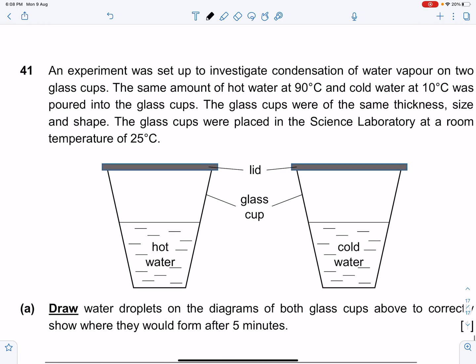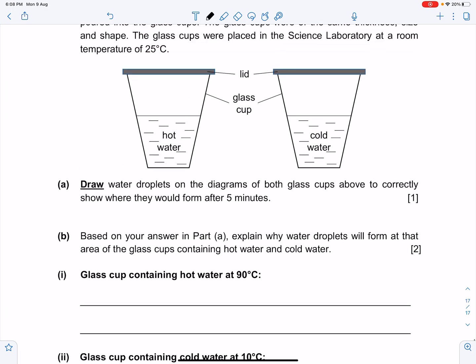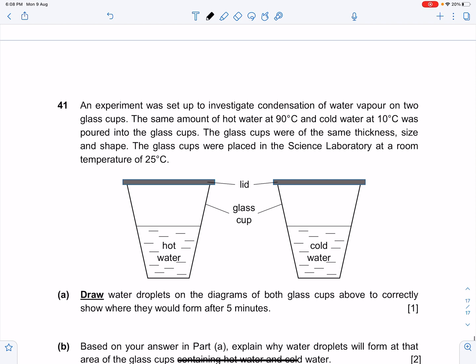Okay, next, question 41. An experiment was used to investigate the condensation of water vapor on 2 glass cups. The same amount of hot water at 90 degrees and cold water at 10 degrees was poured into the glass cups. The glass cups were of the same thickness, size, and shape. The glass cups were placed in a science laboratory at a room temperature of 25 degrees.